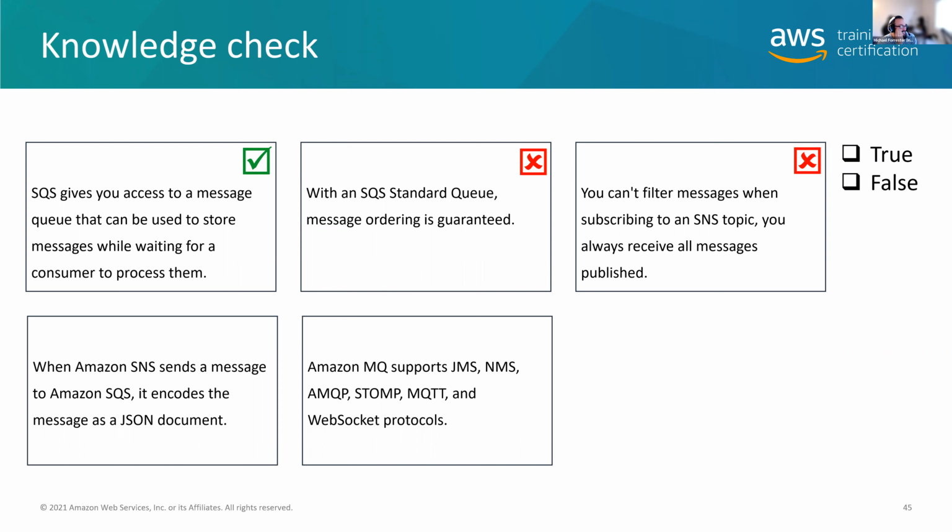When Amazon SNS sends a message to SQS, it encodes the message as a JSON document. Is that true or false? Does it encode it as a JSON document by default? So by default, by the way, it does actually do JSON. It goes to raw or XML if you specify it.